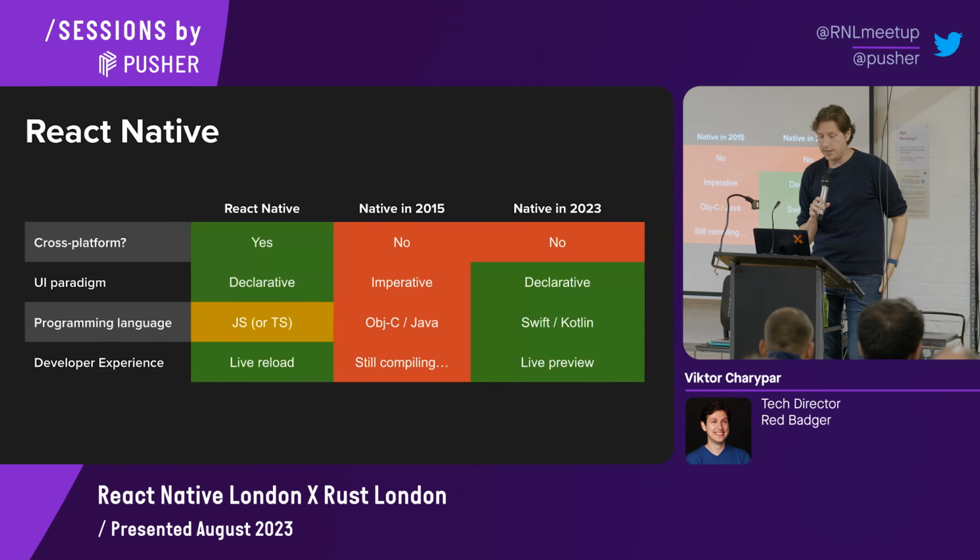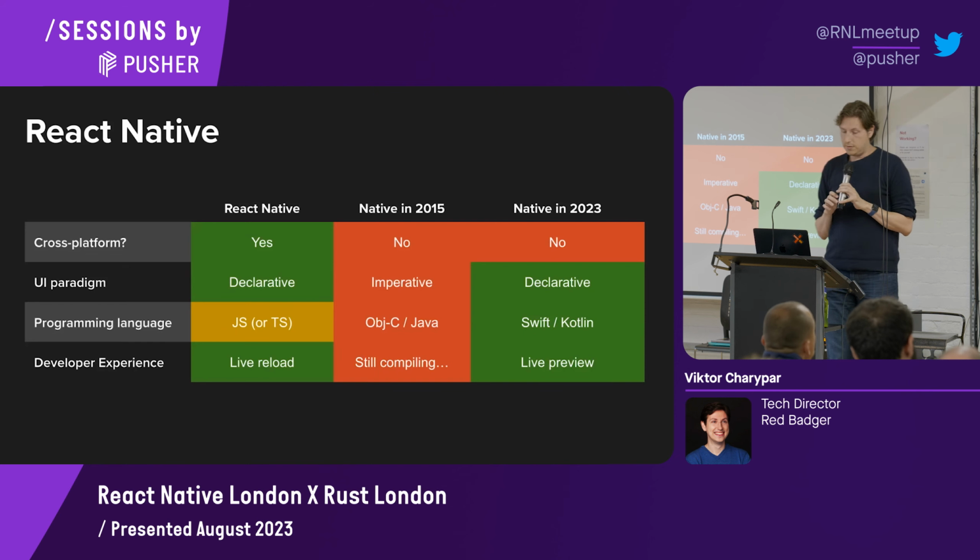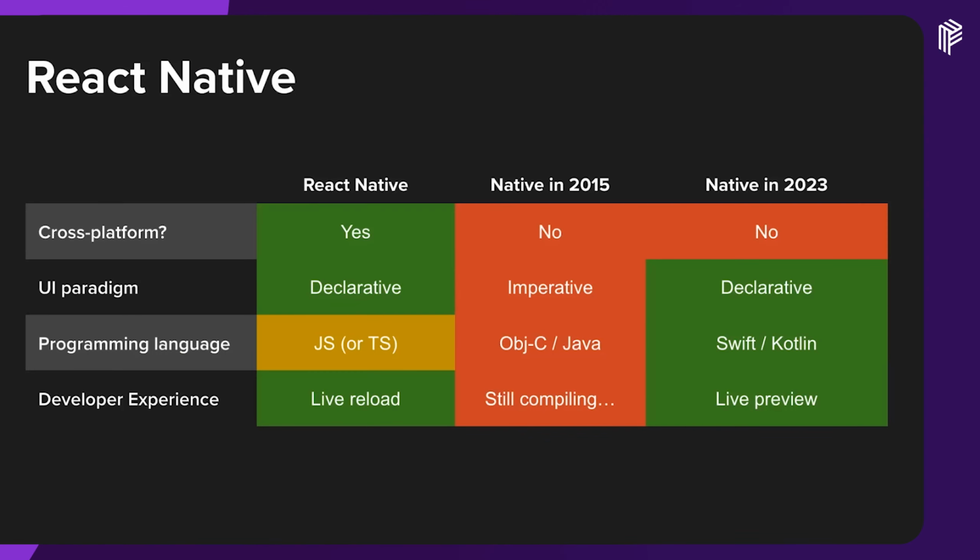Let's talk about React Native and what it did when it came out in 2015 and how that compares to the situation today. When it first came out, it was just a massive win over what the native experience looked like. It was cross-platform. It had a declarative user interface, which I think we can all agree is a better way of doing it by now, I hope. I hope that's not controversial anymore. It had a better programming language, because Objective-C is just archaic and Java's not fun. And it had a developer experience of live reloading, whereas compiling the native apps just took forever.